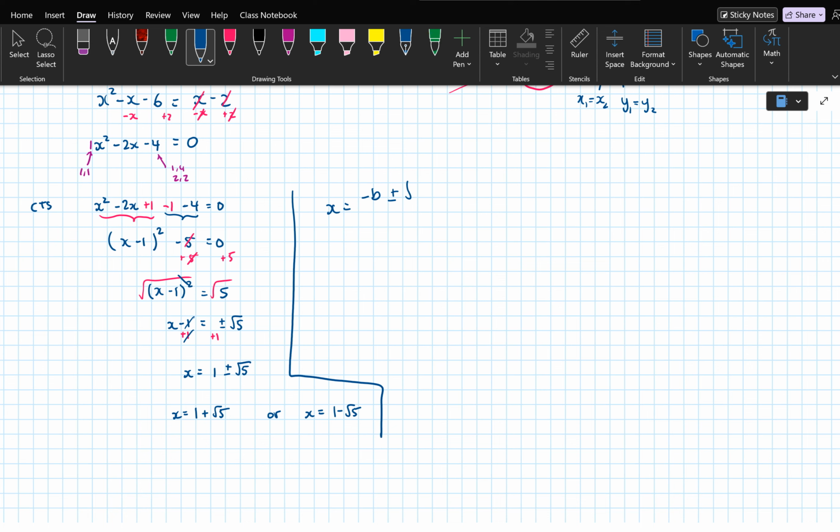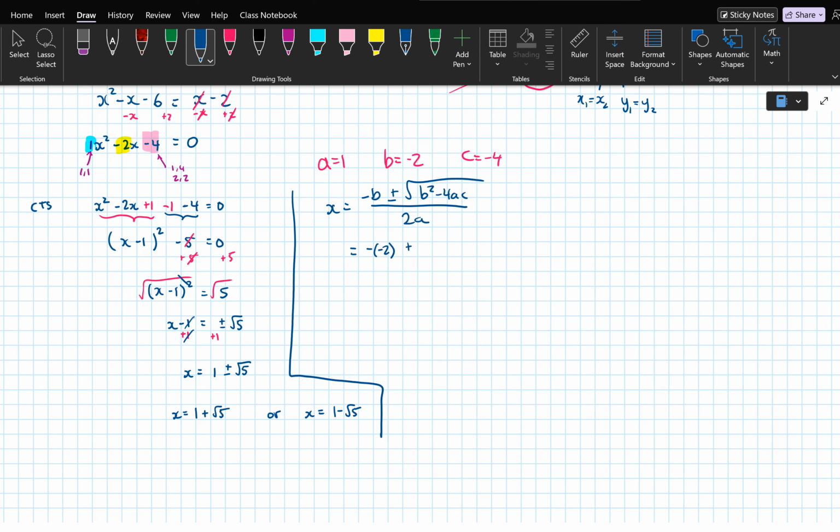Negative b plus minus square root b squared minus 4ac all over 2a. And we can see that our a is currently 1, our b is equal to negative 2, so I'm just going to highlight them. That's my b, that's my a, and then finally here's my c, negative 4, so c is equal to negative 4.